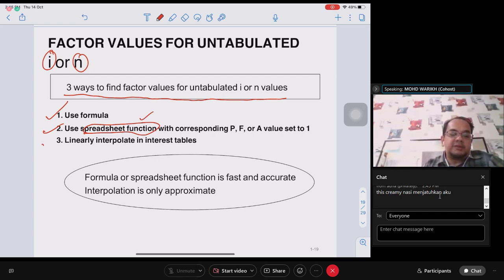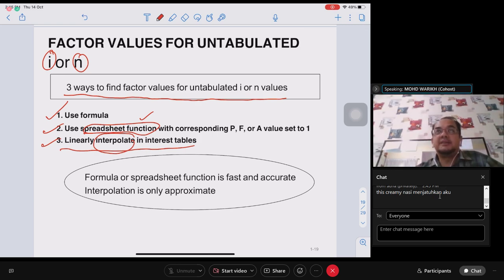The third one, a very famous one, is to use linear interpolation in the interest table. That means we use interpolation. Maybe your answer is between 8 and 9% I, so we cannot give a range, 8 to 9%. We have to give the exact number of I. That means you have to use interpolation. You refer to the table for the numbers and then do the interpolation.